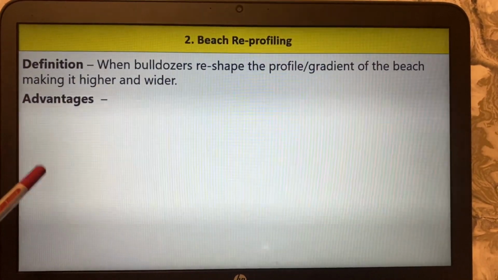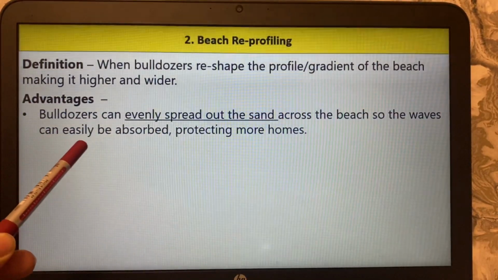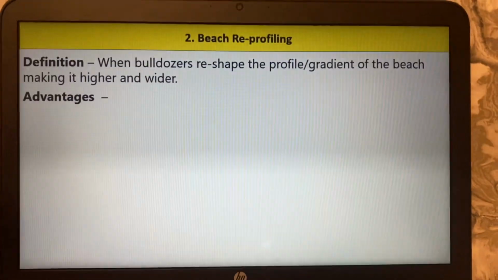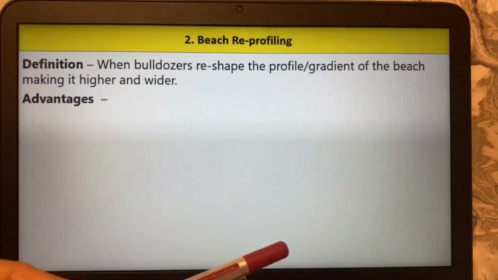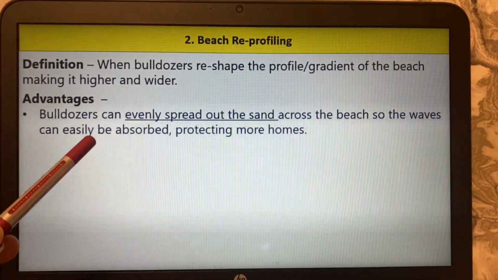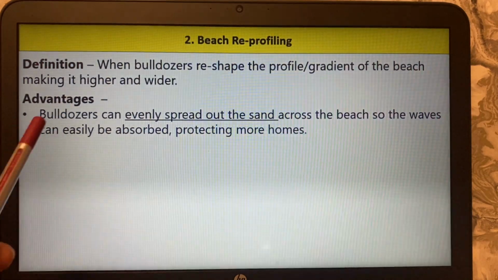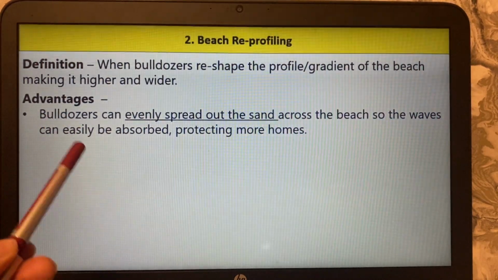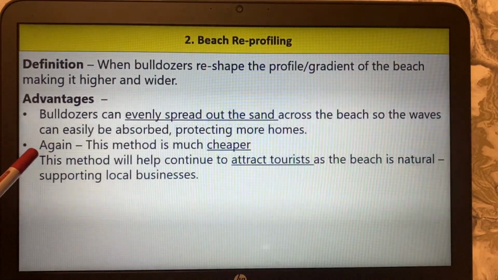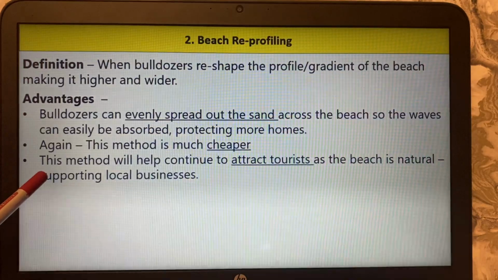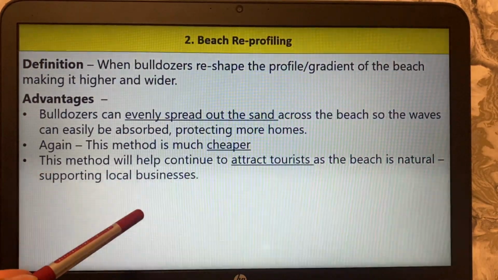Now you must talk about what having this high and wide beach will allow. Remember, the first advantage to talk about is similar to the first one, which is the bulldozer will spread the sand evenly, and therefore the whole beach is protected because the sand will allow the wave energy to be absorbed, and that protects many homes and businesses. Now, you don't have to mention cheaper again because you already used it in the first argument, but for this method you could say that a nicer beach will continue to attract tourists, and that helps support local businesses.